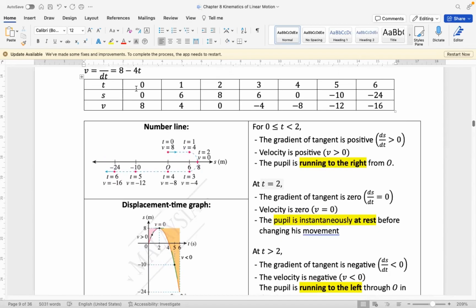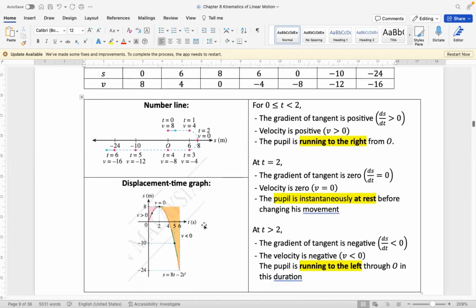Let's check these two rows. When t equals 0, s equals 0. When t equals 2, s equals 8. When t equals 4, s equals 0. And when t equals 6, s equals -24. So we have a displacement-time graph like this. And from the displacement-time graph, we can identify the value of velocity.